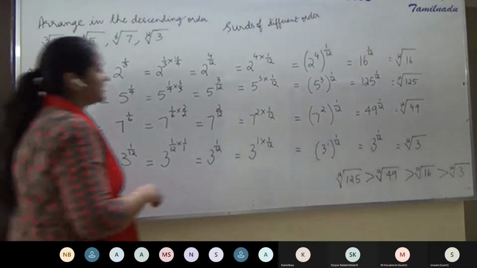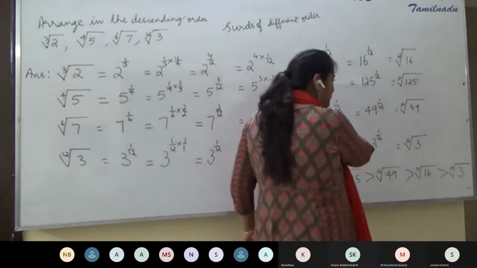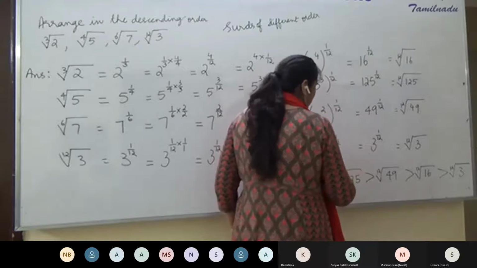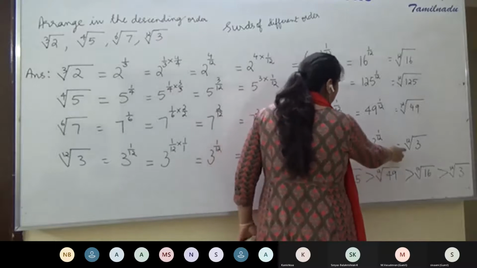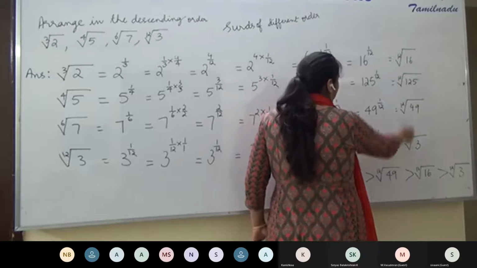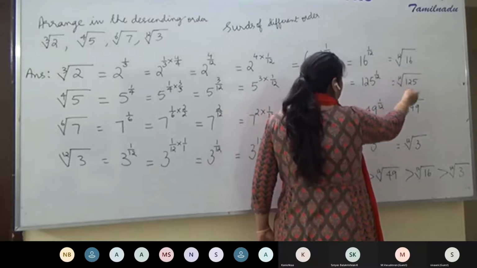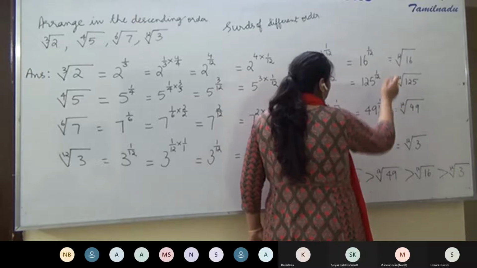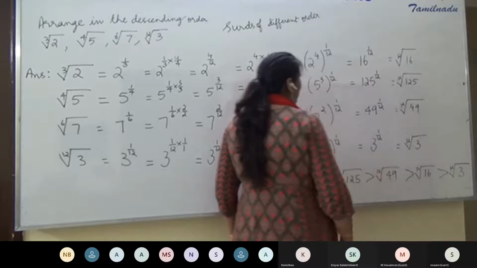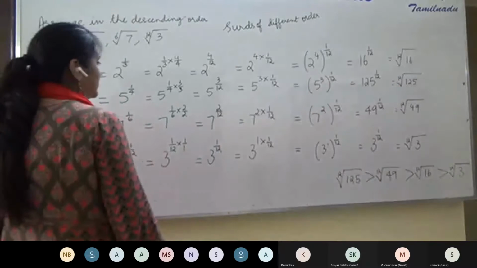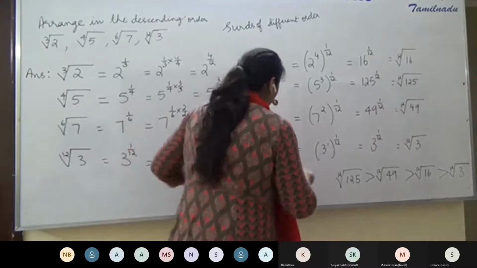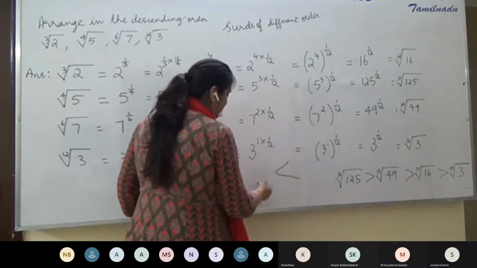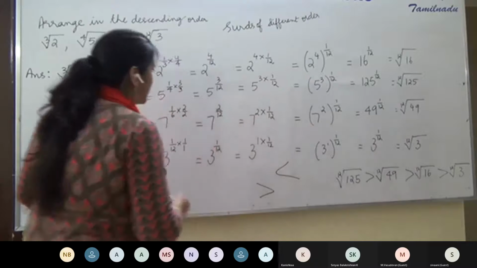And if this was to be arranged in the ascending order, then you should use a less than symbol. The 12th root of 3 is less than the 12th root of 16 is less than the 12th root of 49 is less than the 12th root of 125. Use a less than symbol for the ascending order and the greater than symbol for the descending order.